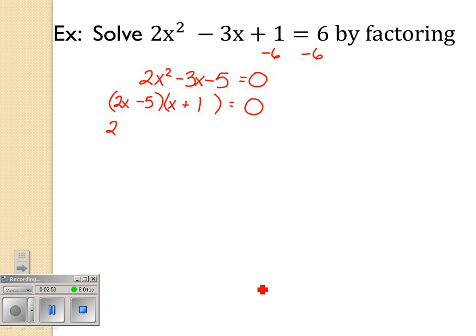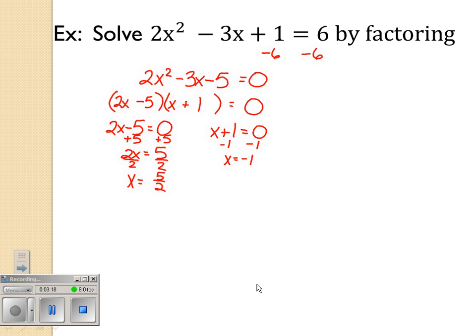So our first factor, 2x minus 5, we take that and place it equal to 0. Solve for x, add 5 to both sides, divide away the 2 on both sides, x is equal to 5/2. The second factor was x plus 1. Subtract 1 from both sides to solve for x, and we find that our other solution is going to be x is equal to negative 1.